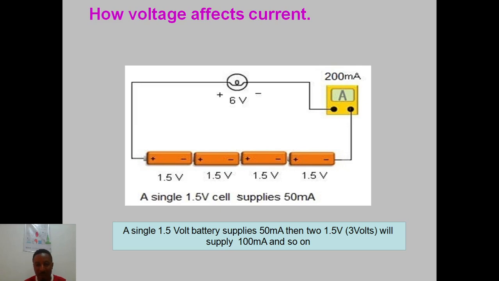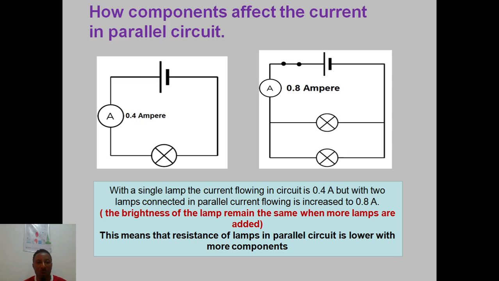So in this case, they are directly proportional. Voltage and current are directly proportional, but resistance and current are inversely proportional. Are we good? All right, we'll get to know more as I proceed.